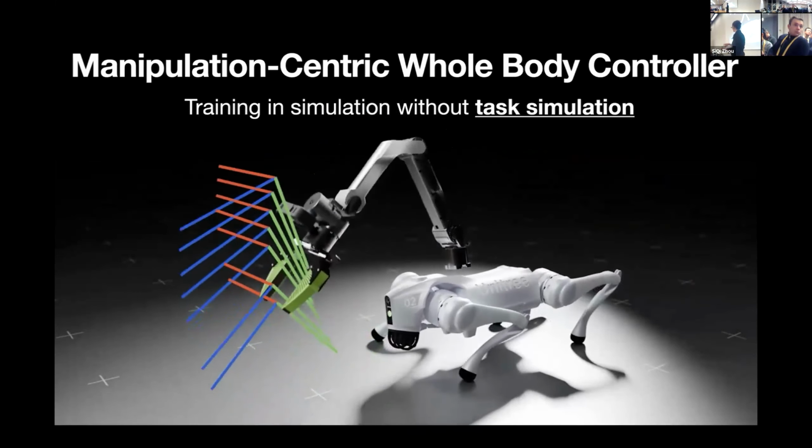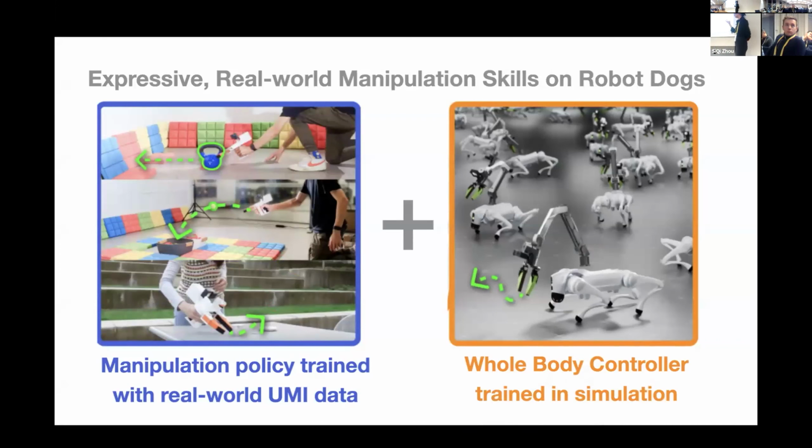Like for training the whole body controller, you just need to load the robot. You don't need to load any objects or any tasks. So that actually makes it very easy to learn. So when you have the whole body controller, you just need to combine it with the manipulation policy that we trained with the real world UMI data. You can get very expressive real world manipulation skills on those very complex legged robots.